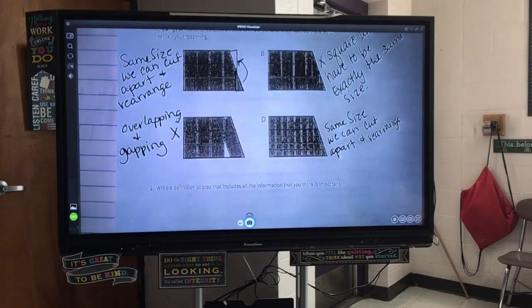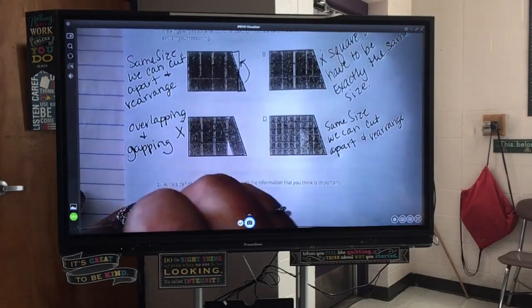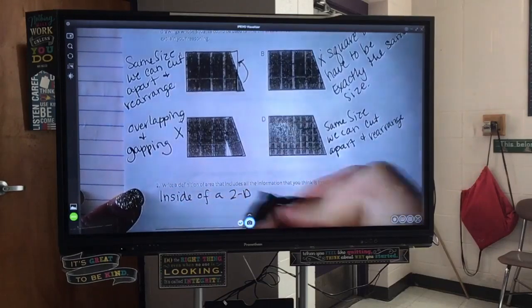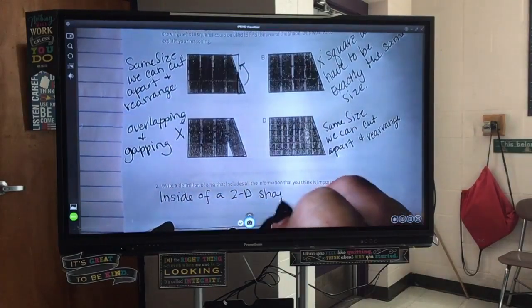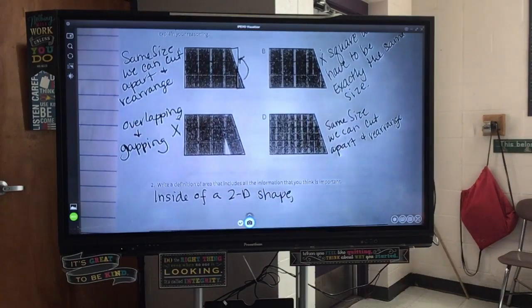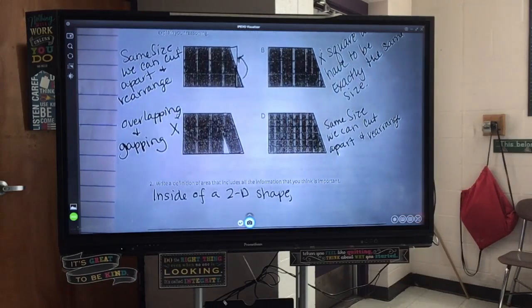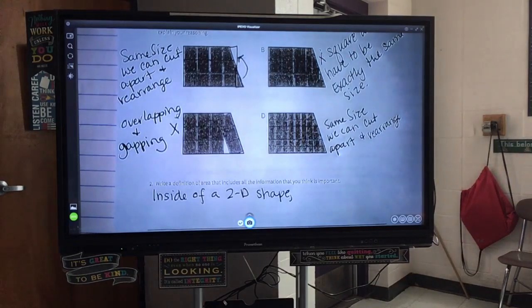So then with our definition, the first part we know, so it's inside of a 2D shape. But what else did we add to our knowledge with this activity? Claire? Area equals length times width. No, we already know that. What did we learn from our activity just now? Guys, finding the area is not length times width. That is not the only formula we talked about. That is why some of you got it wrong yesterday. That is not area. That is a formula. We learned formulas yesterday.